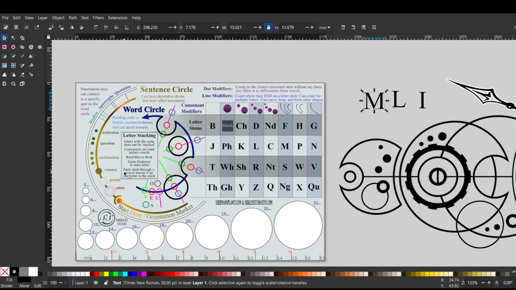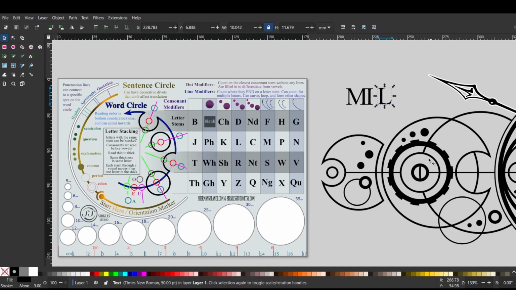But there's one more rule. Each slash through a vowel moves it up 1 letter in the stack. So here we have a slash through our vowel, this line in the middle of it. There's no line here, but there is a line here. That moves our I up 1 letter in the stack. So that would be an M-I-L. This would be M here, this thin one, I, this medium one, and then the L one here.